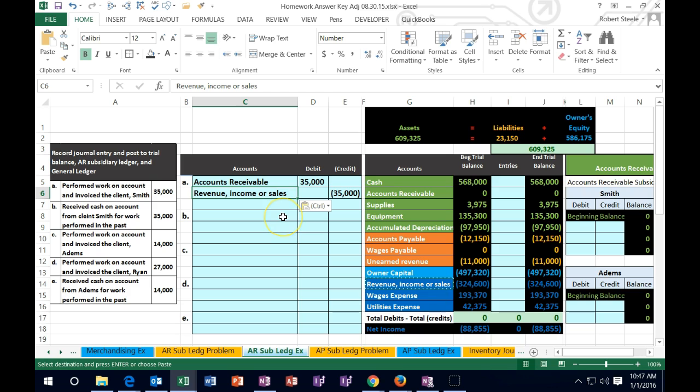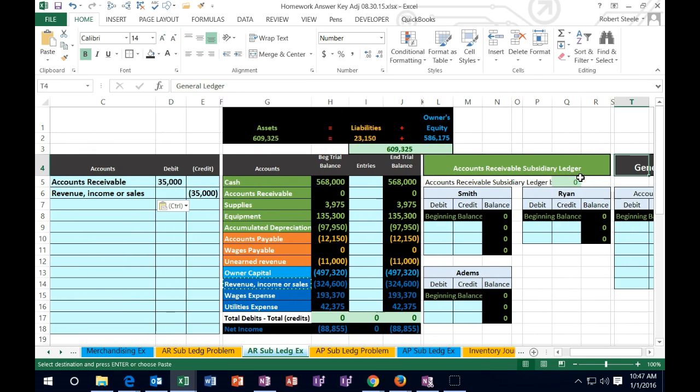So I'm going to post this now to basically 3 different places. I'm going to post it here to the trial balance so we can see a quick, easy beginning and end trial balance. Then we'll post it to the subsidiary ledger, at least the receivable side of it. And then we will post the receivable side of it to the general ledger. So let's do that now.